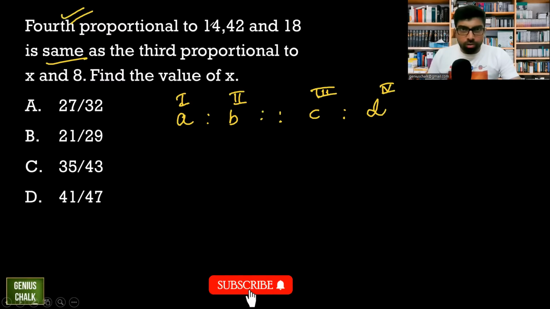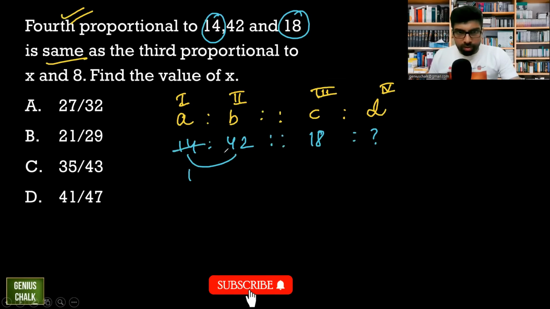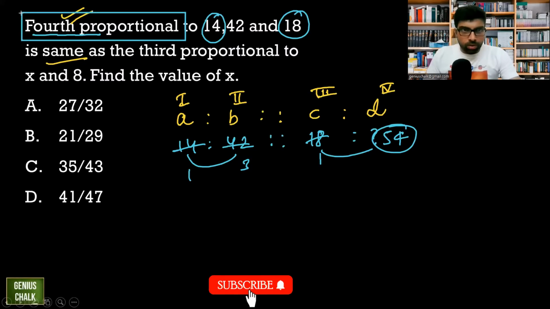So we can find the fourth proportional first. So 14 is to 42, the same as 18 is to what? So we know that the ratio of these two, 14 ones are 14, 14 threes are 42, 18 ones are 18, 18 threes are 54. This has to be 18 threes are 54. So fourth proportional of this is how much? It is 54. So fourth proportional is 54.